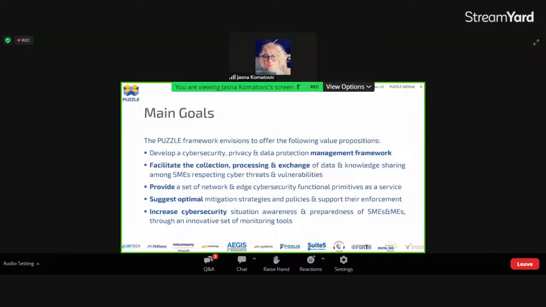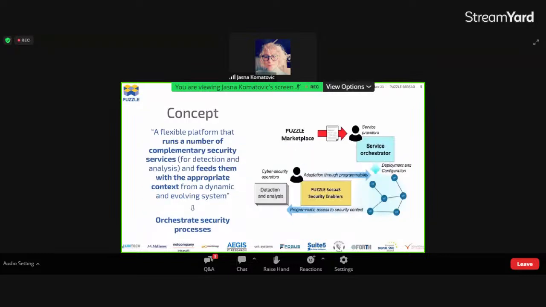The following value propositions are important for Puzzle. Develop a cybersecurity, privacy, and data protection management framework, facilitate the collection, processing, and exchange of data, but also knowledge sharing among SMEs respecting cyber threats and vulnerabilities, to provide a set of network and edge security functional services, suggest optimal mitigation strategies and policies to support their enforcement, to increase cybersecurity situation awareness of SMEs and MEs through an innovative set of monitoring goals.